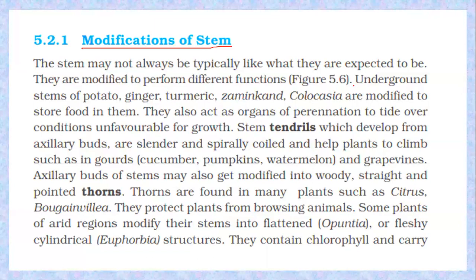Underground stems, very important. Underground stems of potato, ginger, turmeric, zamikand, and colocasia are modified to store food in them. Each and every plant or vegetable here is very important. They also act as organs of perennation to tide over unfavorable conditions.